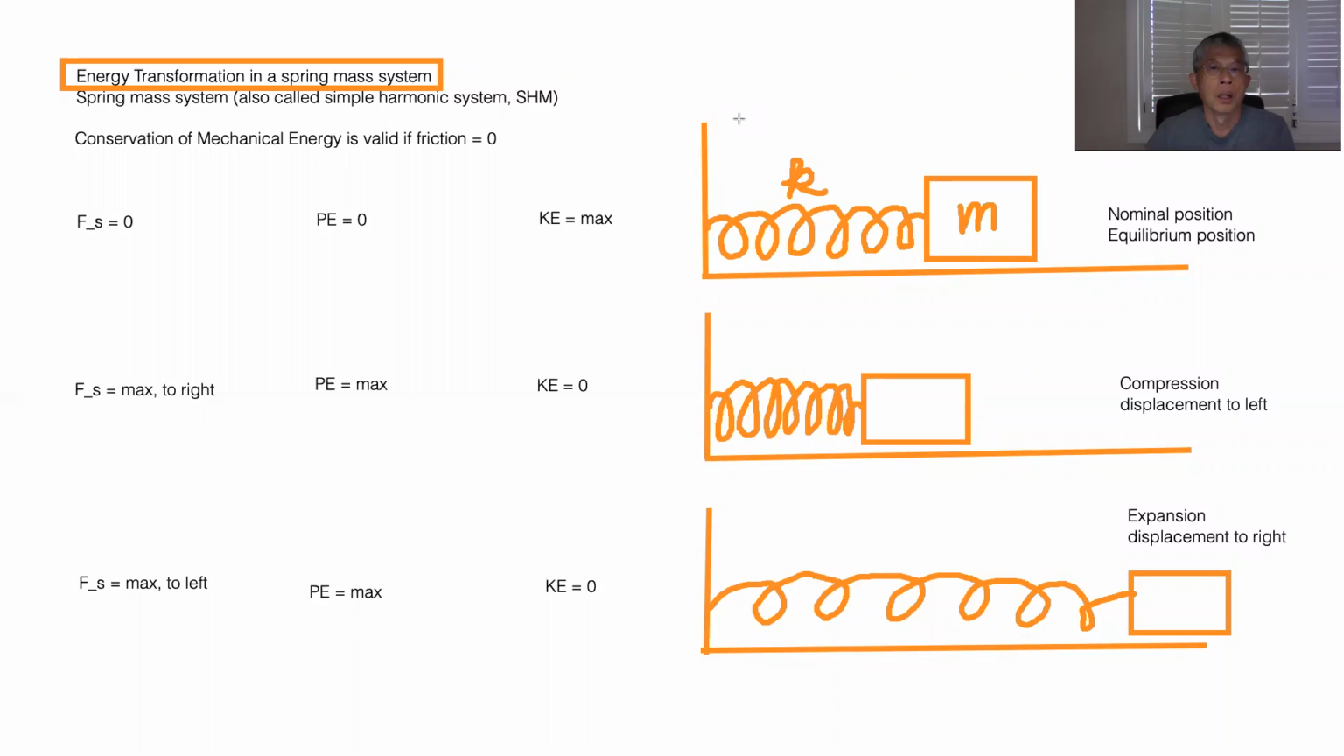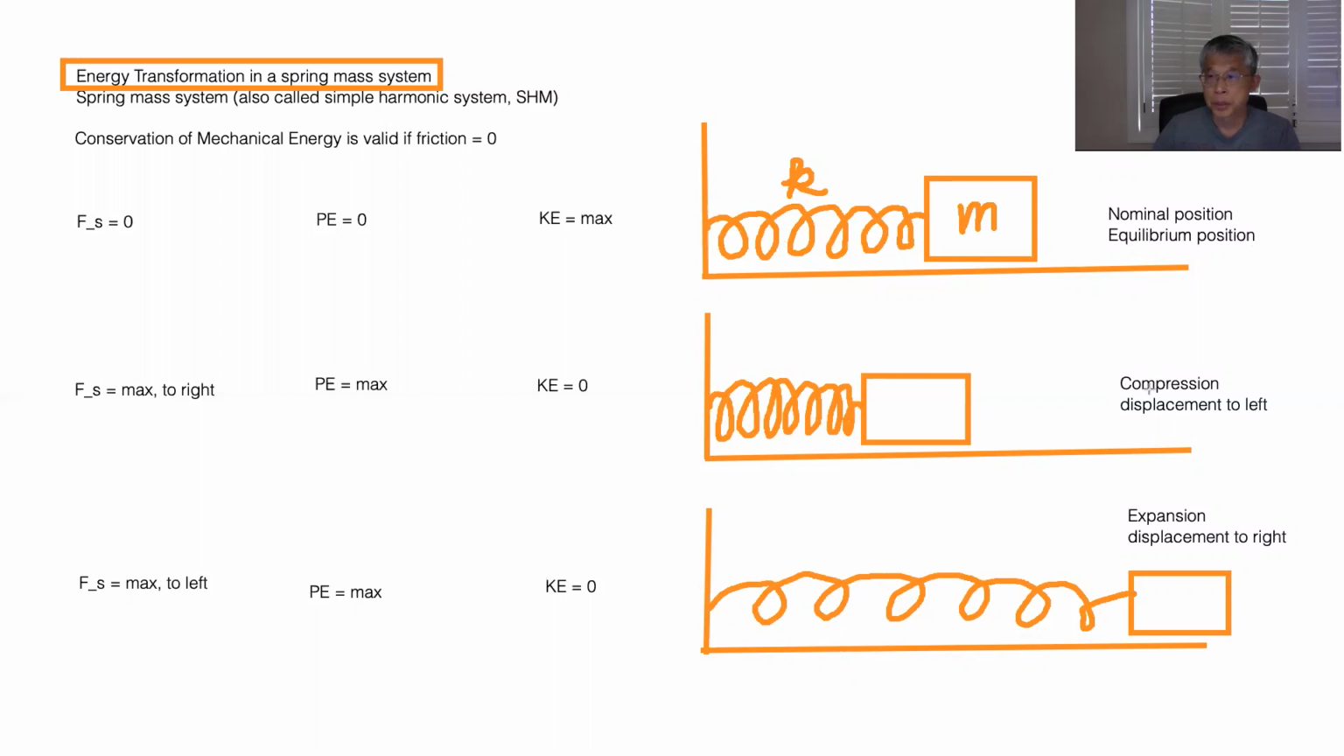Hello. Today we're going to talk about energy transformation in the spring mass system. So we have a spring here, we have a mass, and we have different positions. This is the nominal position, so there's no compression and no expansion. It's also called the equilibrium position.